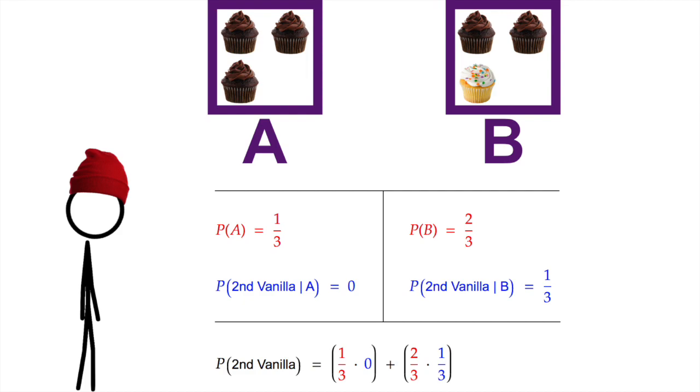Yeah. And so the real answer is 2 out of 3 times 1/3, which equals 2/9. 2 out of 9 chance of choosing a second vanilla cupcake given the first one was vanilla. Not 1 in 6. Well, that explains it. Okay then. Just another boring day saving the universe.